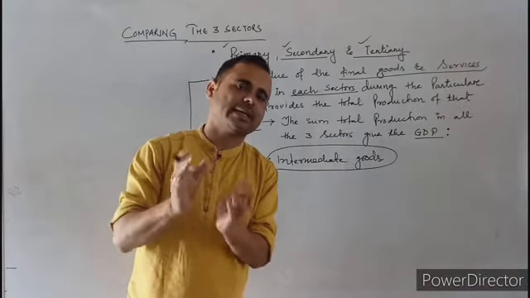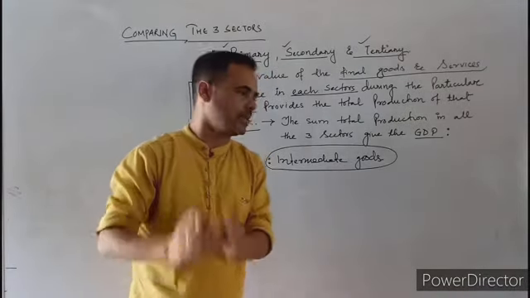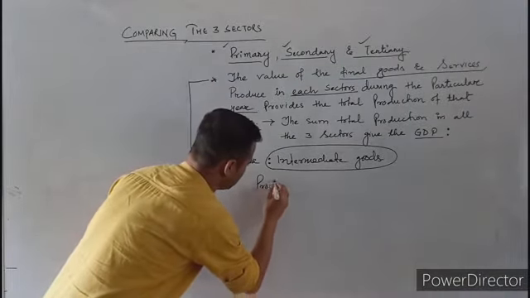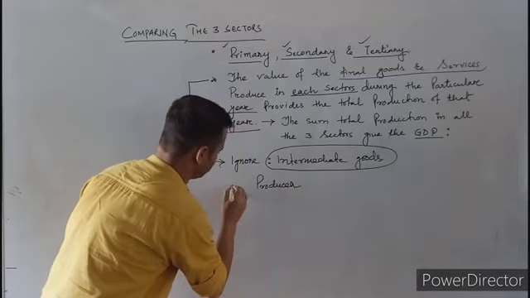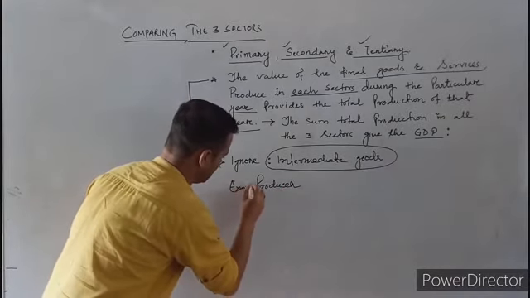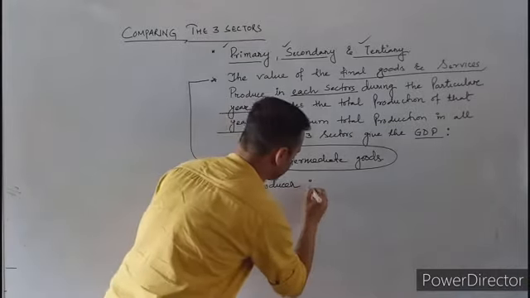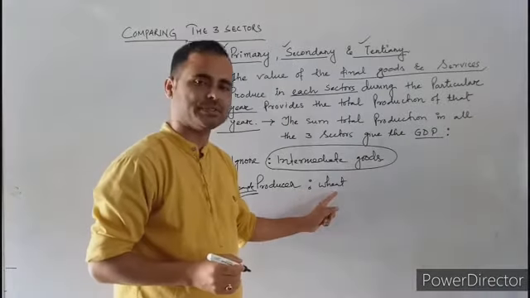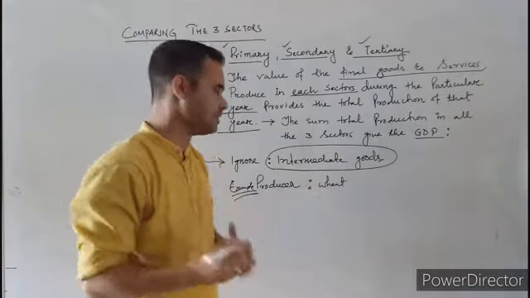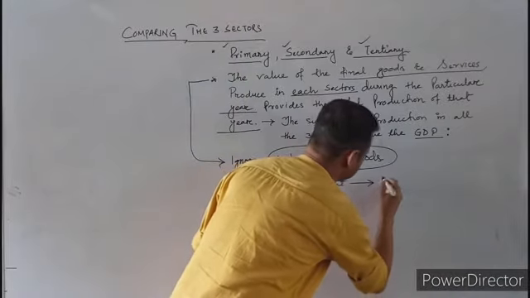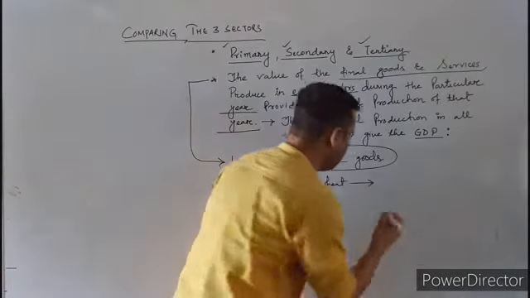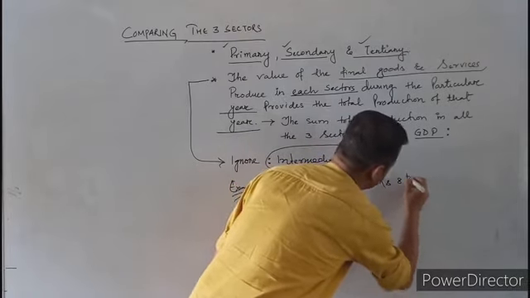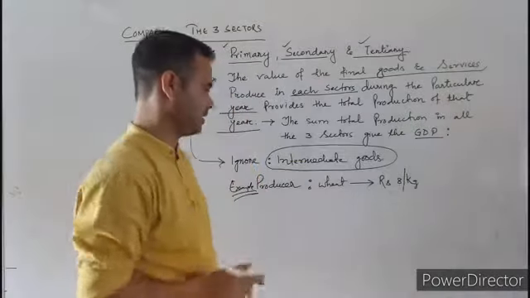Let us try to understand this with one example. Let us take one producer. This is just an example. Who produces what? Wheat, correct? Now this producer who produced the wheat sells the wheat to the industries or any persons at rupees 8 per kg.